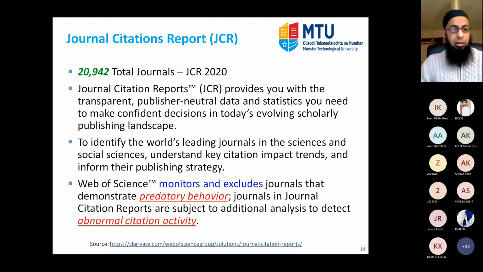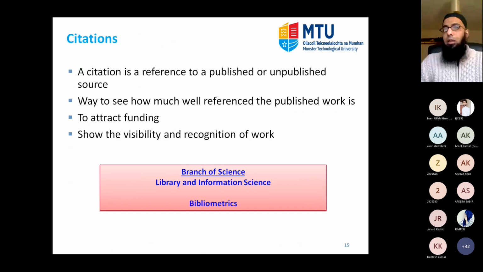They also try to analyze abnormal citation activity. If they find that there is abnormal citation activity, then they try to ban those journals. And once the journal is banned from Web of Science, JCR, the journal will not have any impact factor. It means the researchers and scientists will no longer be interested in that journal, because that journal will not be acceptable in the international scientific community.